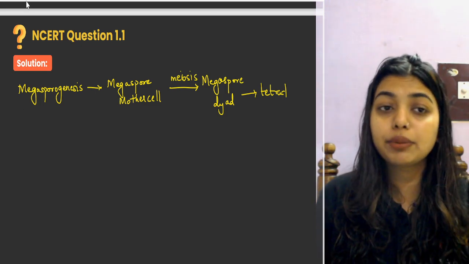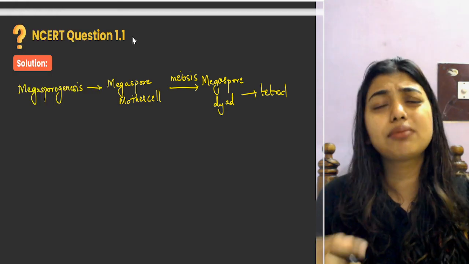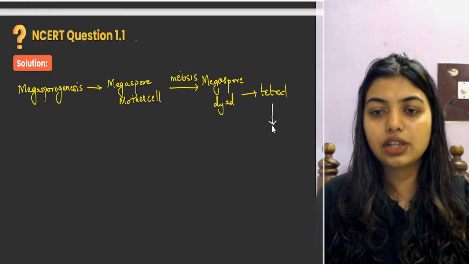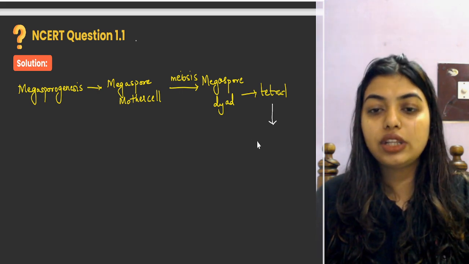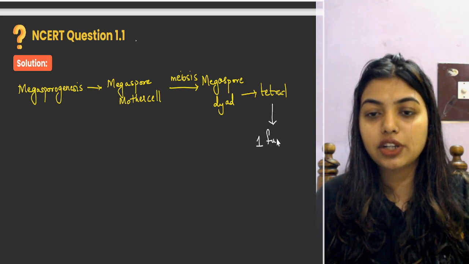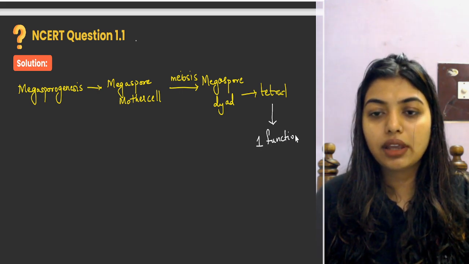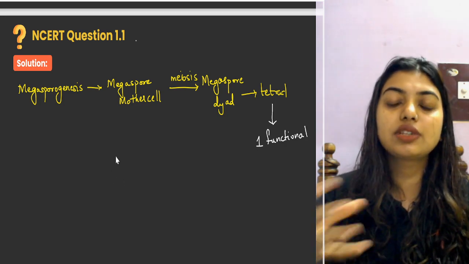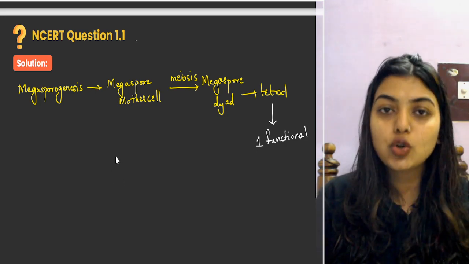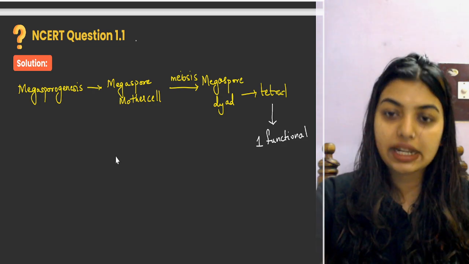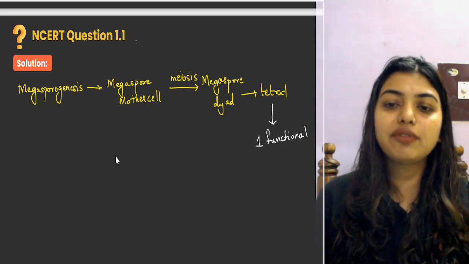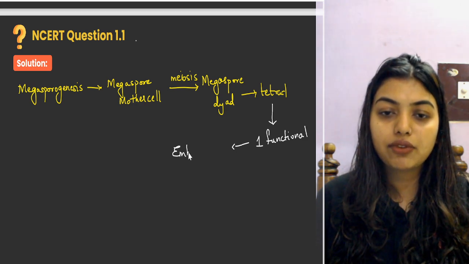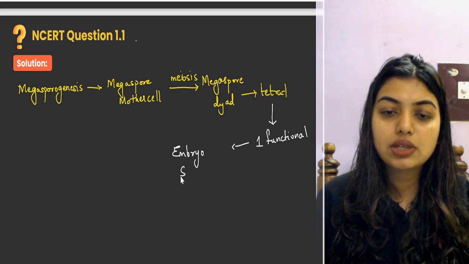Over. Do not break your head thinking, oh my god, is it mitosis because it's going from dyad to tetrad. No. In that, write specially that only one becomes functional. So megasporogenesis is when the megaspore mother cell undergoes meiosis and forms megaspore tetrads, out of which one becomes functional and forms the embryo sac.